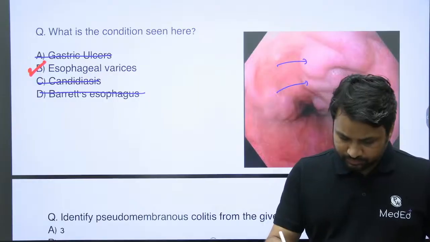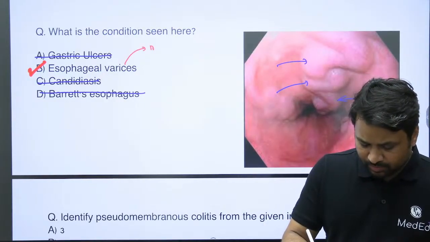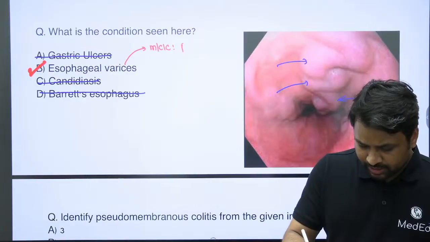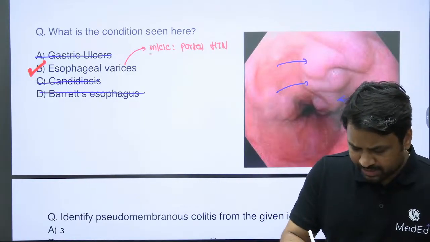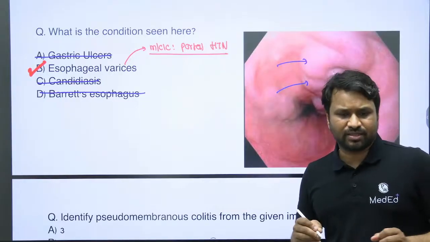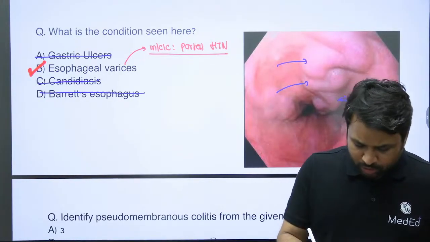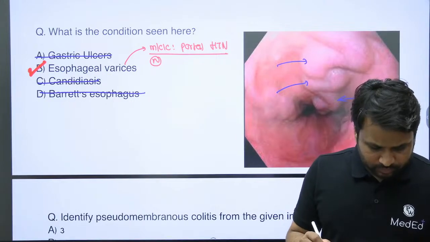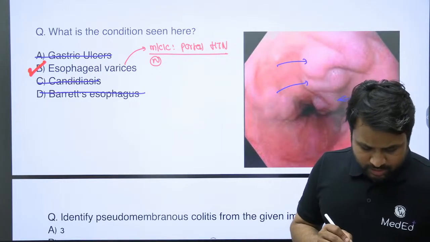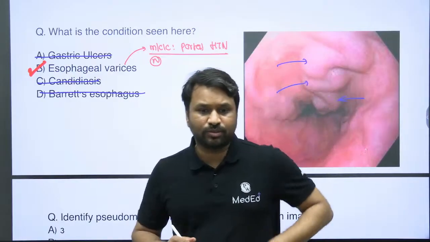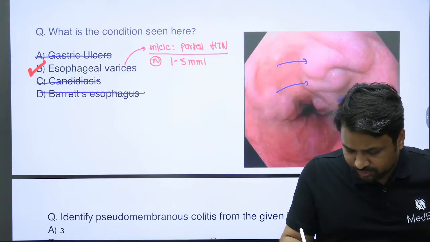Achha, for bleeding esophageal varices, the most common cause is going to be your portal hypertension. The most common presentation of portal hypertension is also bleeding esophageal varices. Okay. Achha, can anyone tell me how much is the normal portal pressure? Normal portal pressure is going to be 1 to 5 millimeters of mercury.